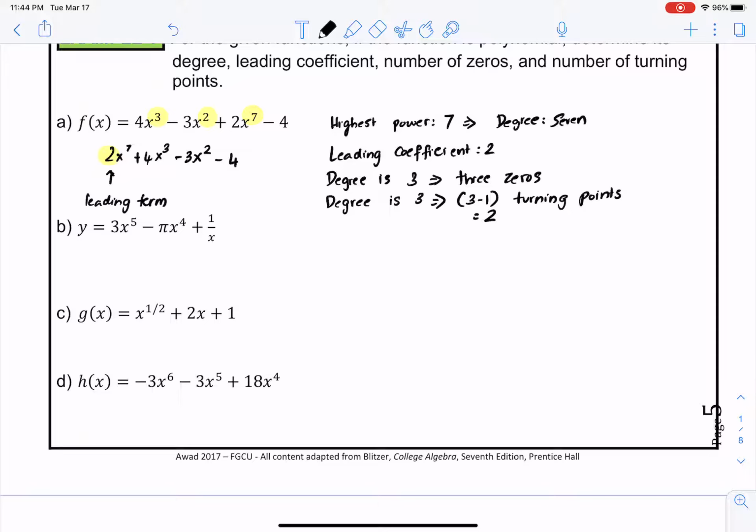So the next one, we have 3x raised 5 minus pi times x raised 4, plus I could write 1 over x as x raised negative 1. If x goes to the numerator, the exponent becomes negative. So the 3x raised 5 is not a problem. Pi x raised 4 is not a problem. But that term has a negative 1 as an exponent, which is not permitted with polynomial functions. Therefore, this particular function is not a polynomial function.